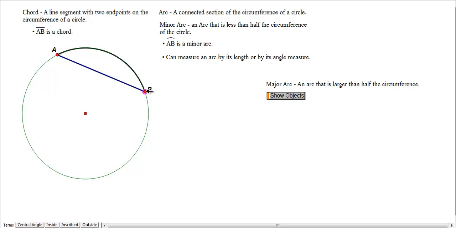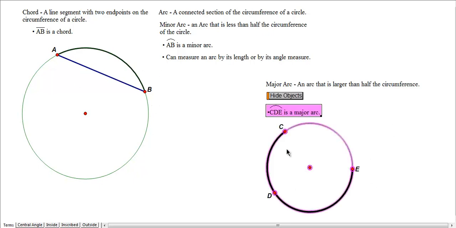Notice that the points A and B create two different arcs. We have this minor arc AB, which is a minor arc because it's less than half a circle. But if I were to shade the other way, if I were to darken in this part over here on the outside, that would be a major arc. For instance here, this is a different circle, but this CE is a major arc because it's more than halfway around.